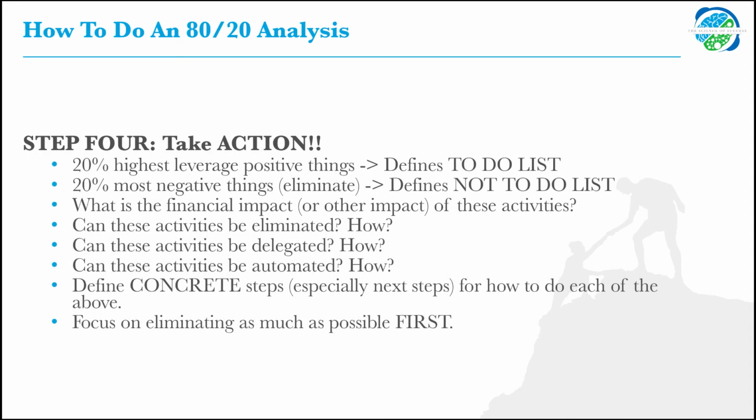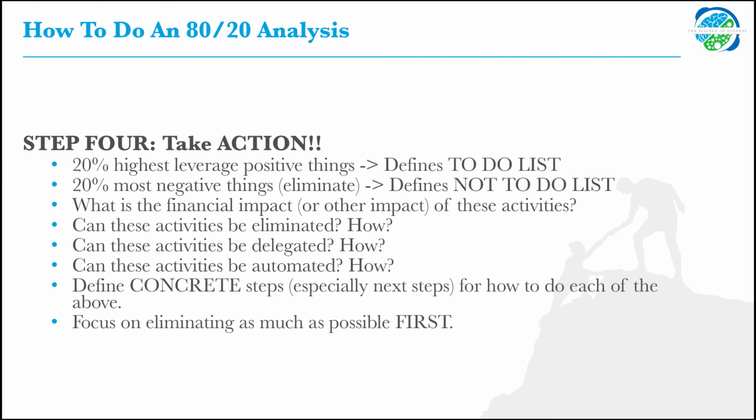And lastly, step 4, this is the most important step. Take action. The 20% of high leverage positive things in your life should define your to-do list. These are the things you want to be doing, the things you want to be executing on every single day.